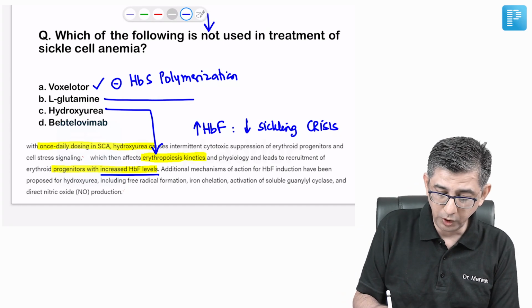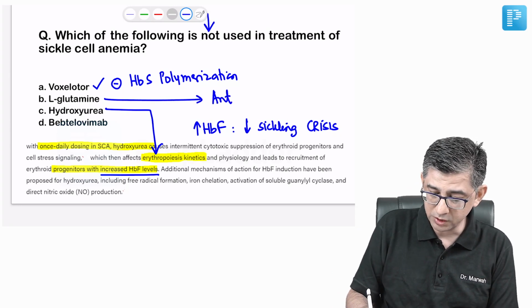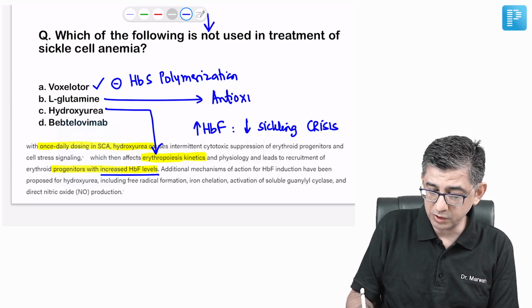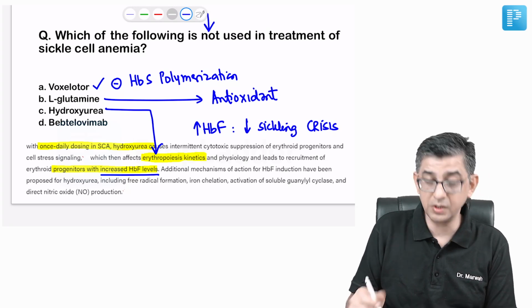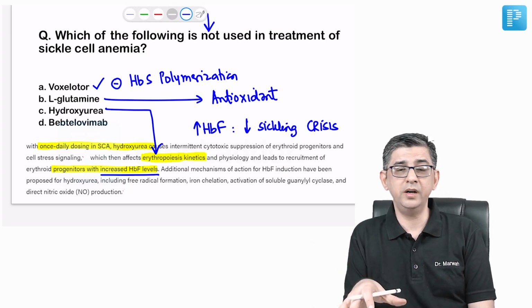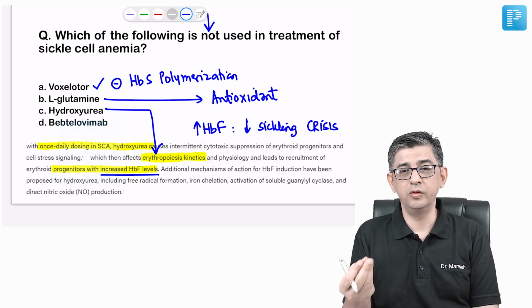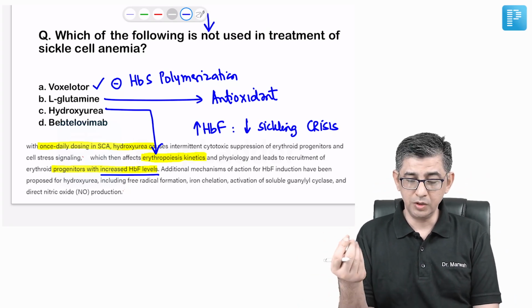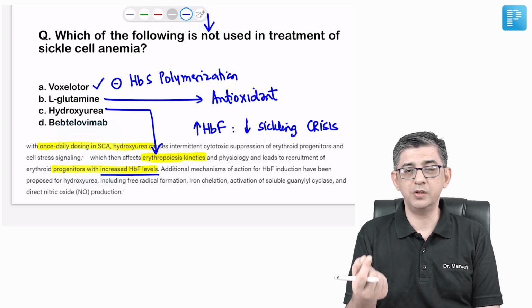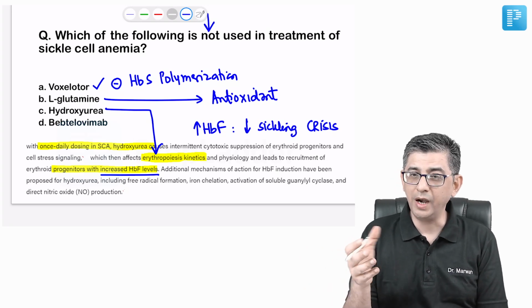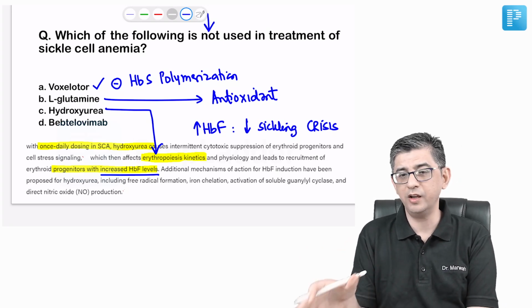As far as the role of glutamine is concerned, it is simply an antioxidant, and it helps these RBCs which are already under stress because of sickling episodes. These RBCs are already under stress, so it helps them live better. Option A is used. It inhibits hemoglobin S polymerization. Option B is an antioxidant. It helps the RBCs thrive better.